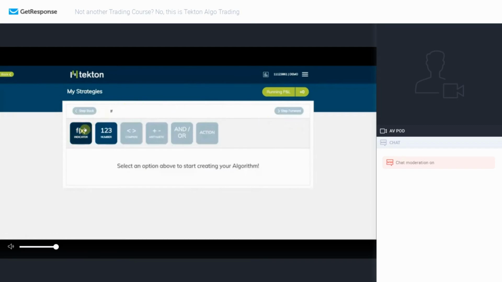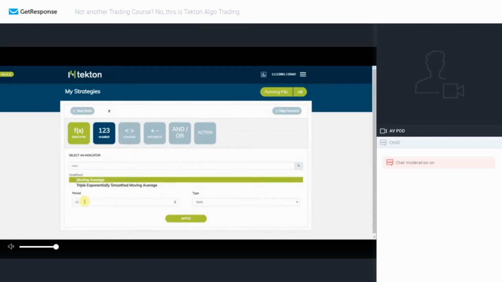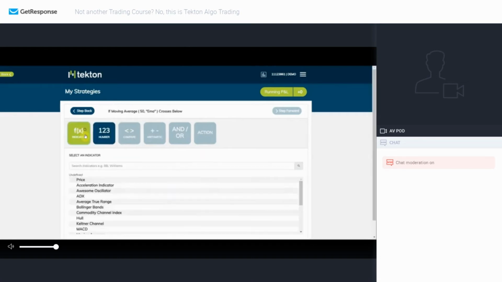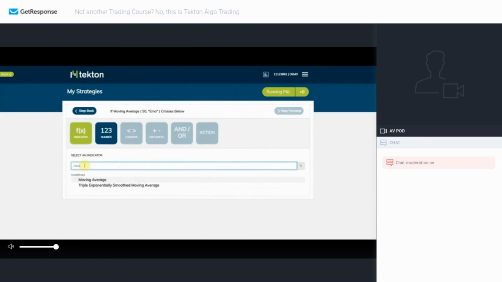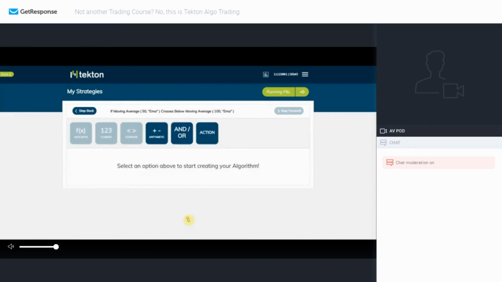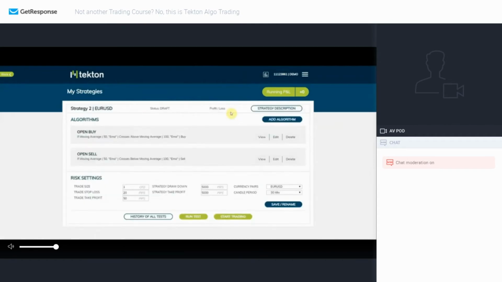Add algorithm. If moving average 50, apply, crosses below, so we use the compare function again, crosses below the moving average 100. So we populated 10, so we just add a 0 on there. EMA, apply, and the action is to sell. And that has now confirmed our algorithm.